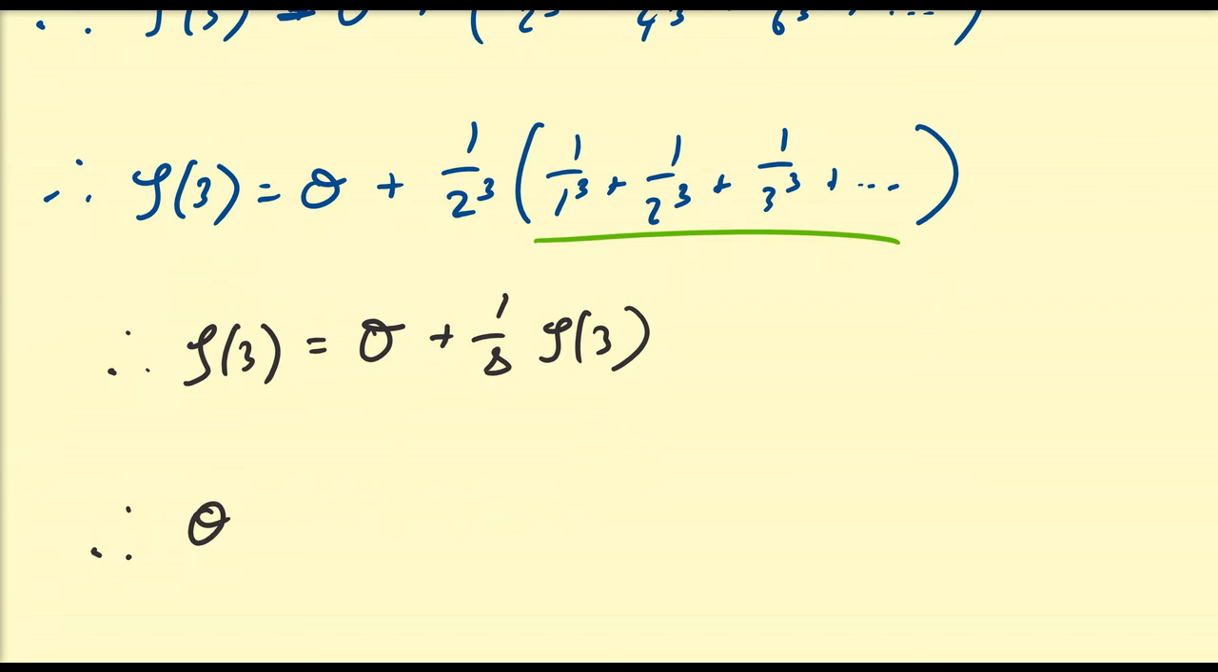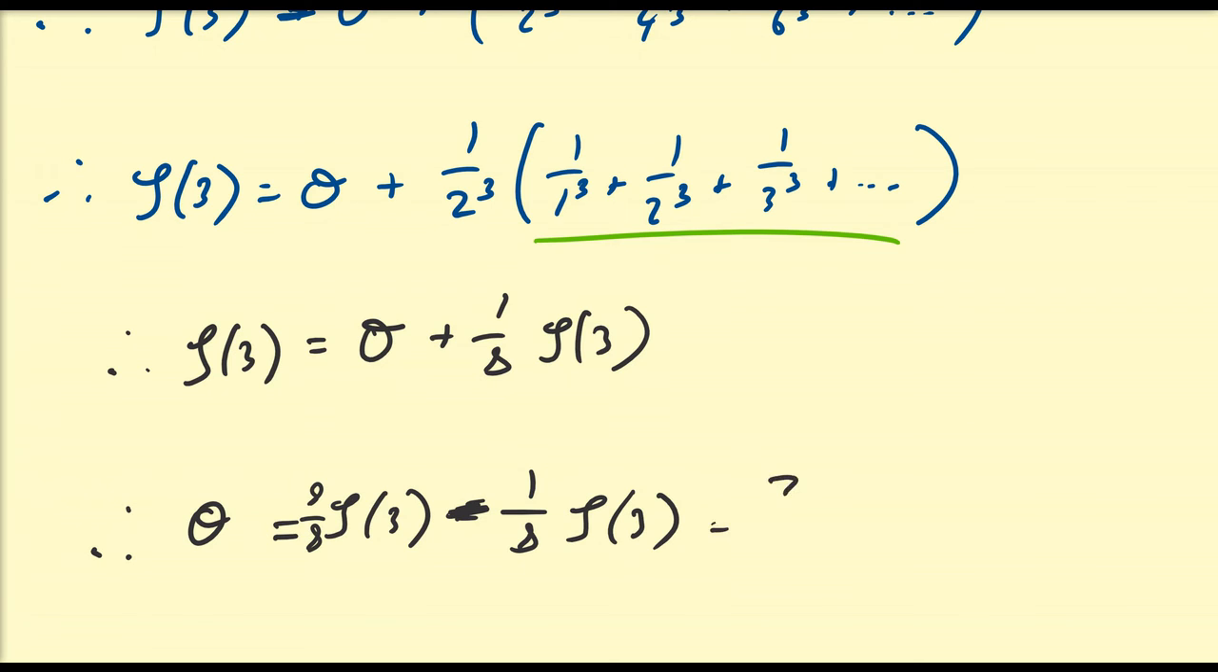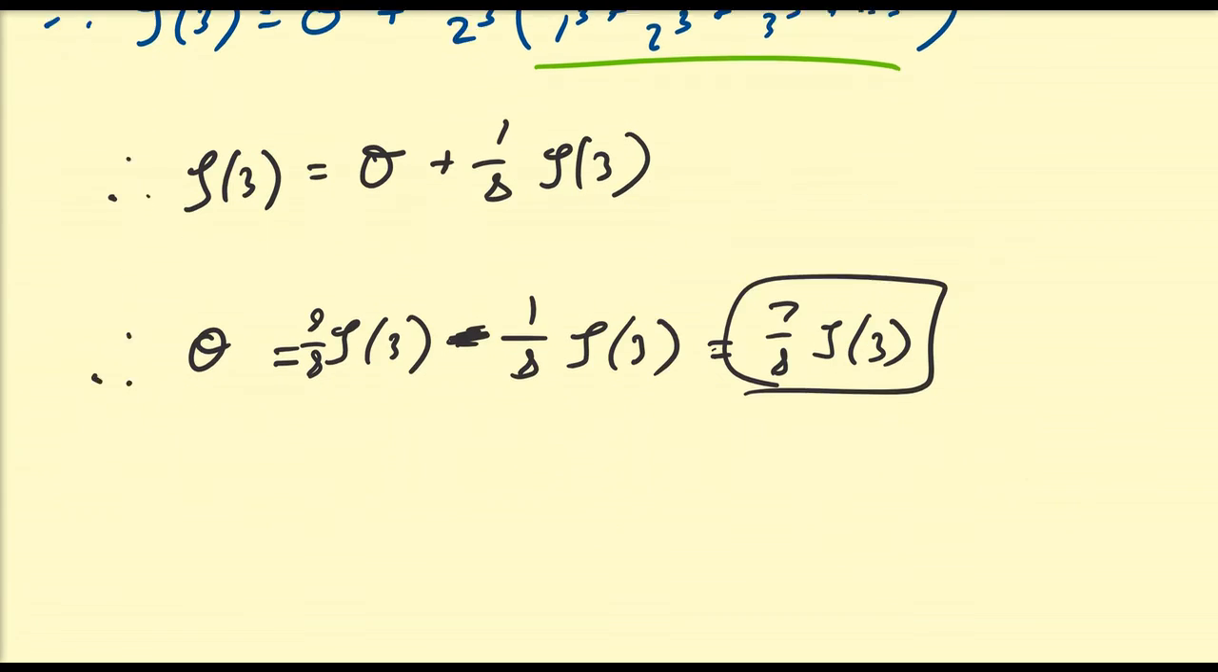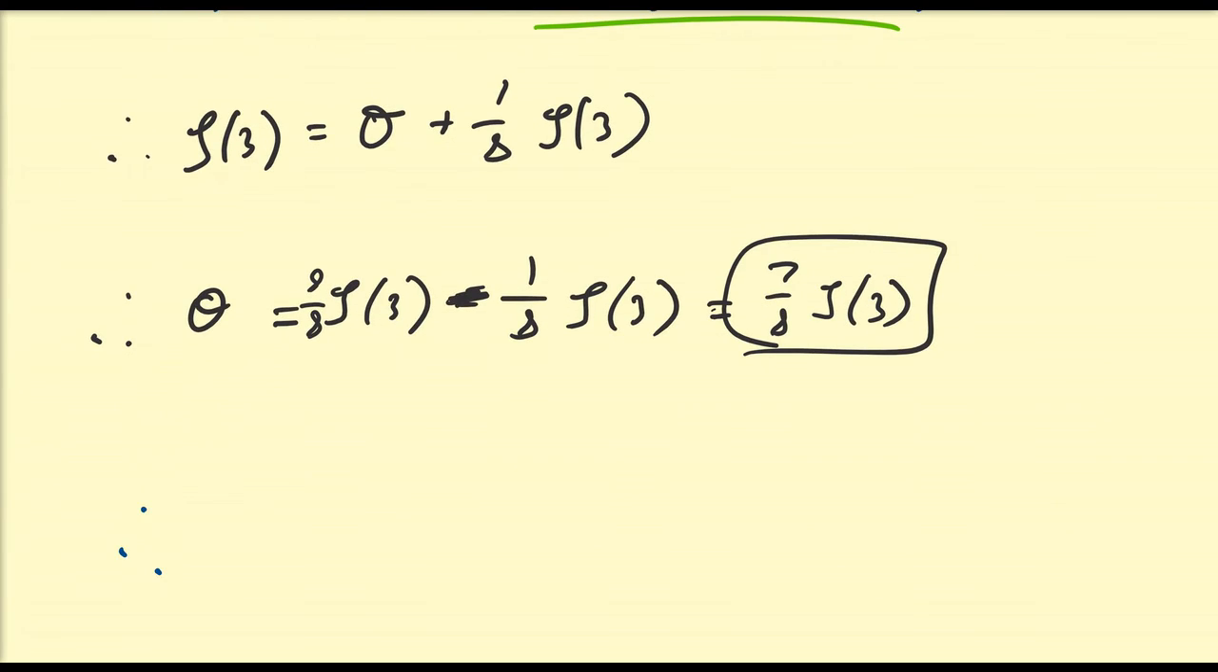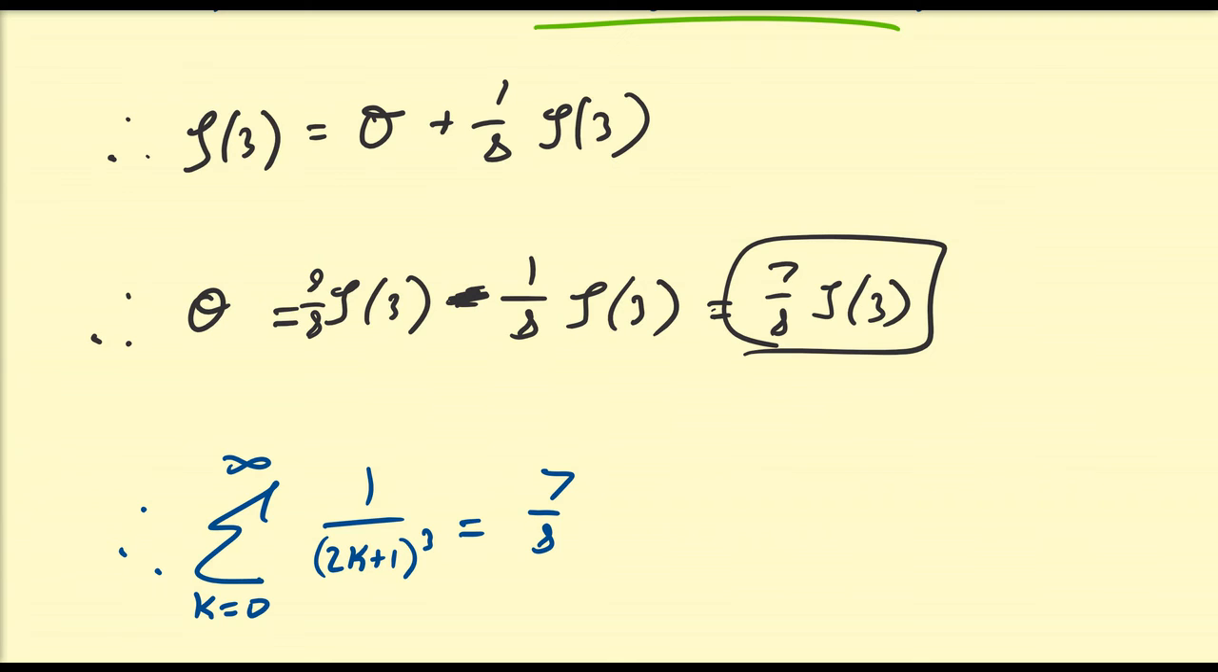All right, so from here, what do we have? Our odd term is going to be equal to zeta of 3 minus 1/8 of zeta of 3. So that's going to be 8/8 minus 1/8, which is 7/8 of zeta of 3. So what does that mean? That means the sum from k equals 0 to infinity of 1 over (2k plus 1) cubed is equal to 7/8 of Apéry's constant.